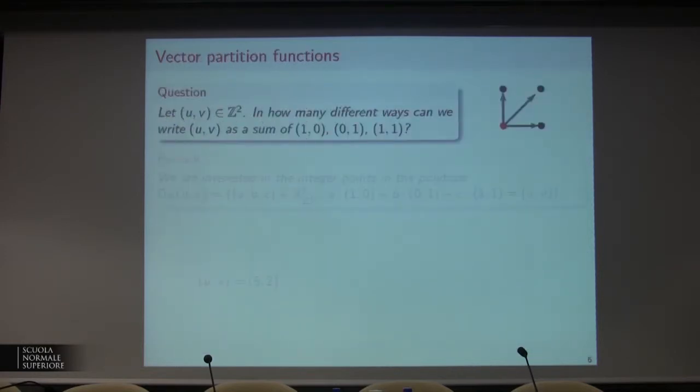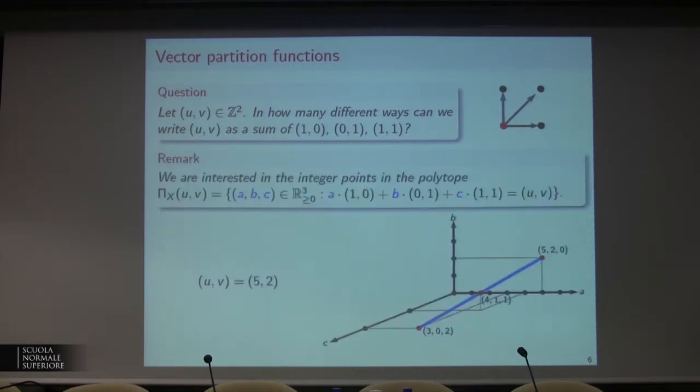Okay, now we have looked at one-dimensional problems. Now let's do something more interesting. So suppose we have a vector (u, v) in a two-dimensional lattice, and we are given a set of vectors here: (1, 0), (0, 1), and (1, 1). And again, we want to write the vector (u, v) as a sum of those 3 vectors. Of course, the vector (u, v) should lie in the cone spanned by the 3 vectors, otherwise we can't write it as a sum of those vectors.